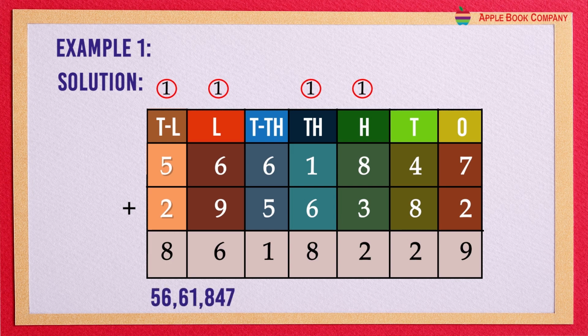Hence, 56,61,847 plus 29,56,382 is equal to 86,18,229. So this is how we add large numbers.